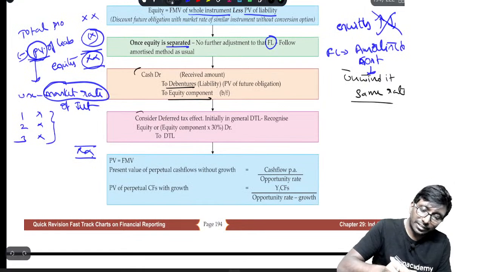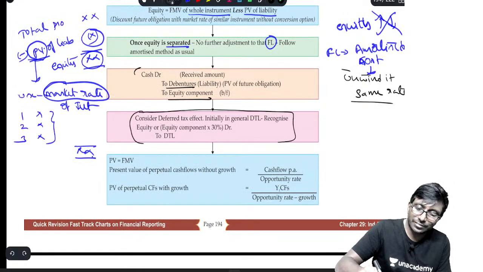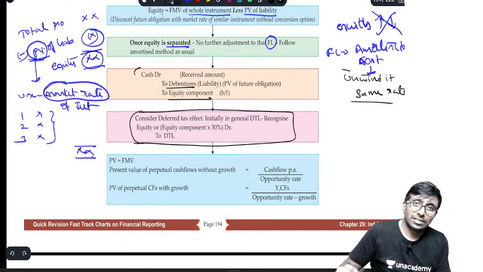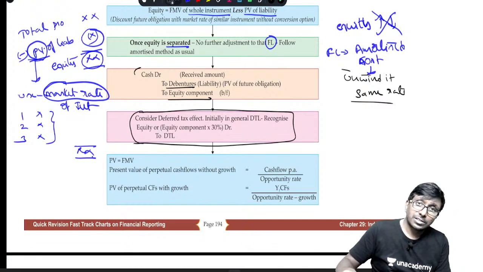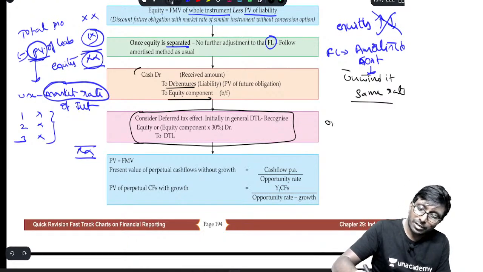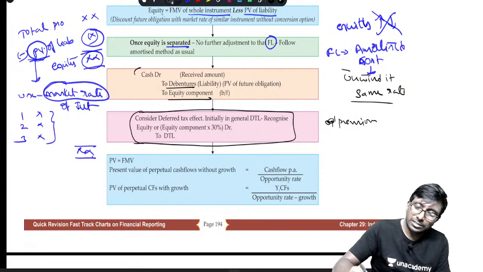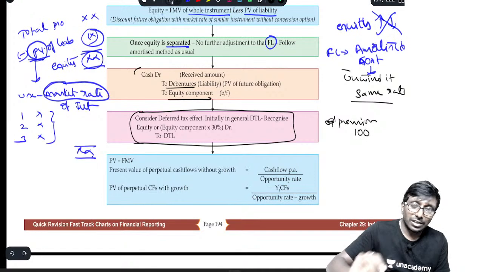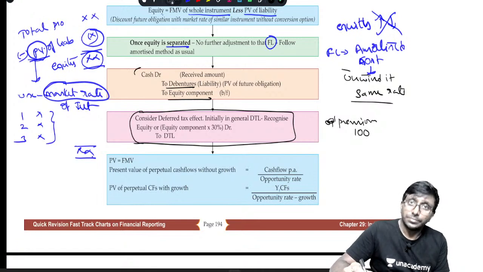Consider the deferred tax effect also. This level they will not ask in the examination, but you have received an option premium, isn't it? This is one angle. You have received 100 rupees of option premium. Aren't you liable to pay tax for that?